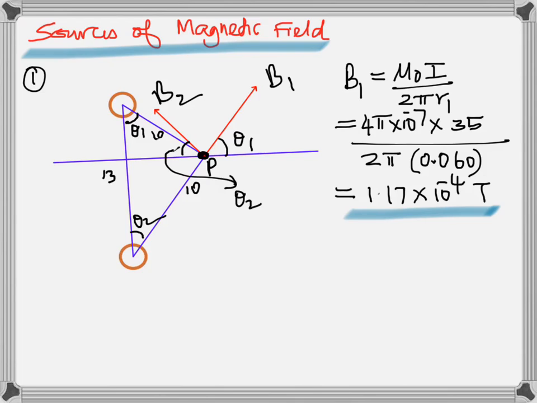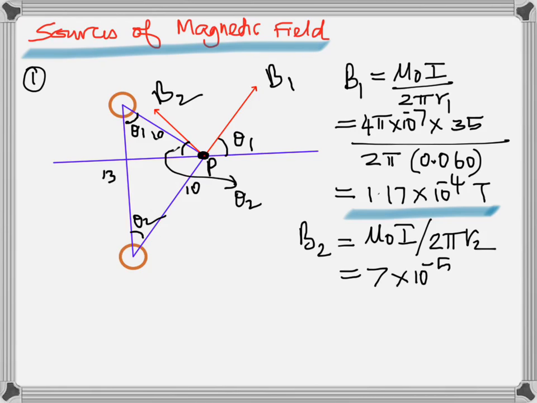Why don't we use 0.06 for B1? Because what's the distance? That's why I said B1 is the magnetic field produced by which conductor, the top or the bottom? The top. And the distance from the top to that point is 6 centimeters. And so for B2, you would use 10 centimeter, 0.1 meter. So B2 would be mu naught I by 2 pi r2. So substitute the numbers, and you should get 7 times 10 to the negative 5 Tesla.